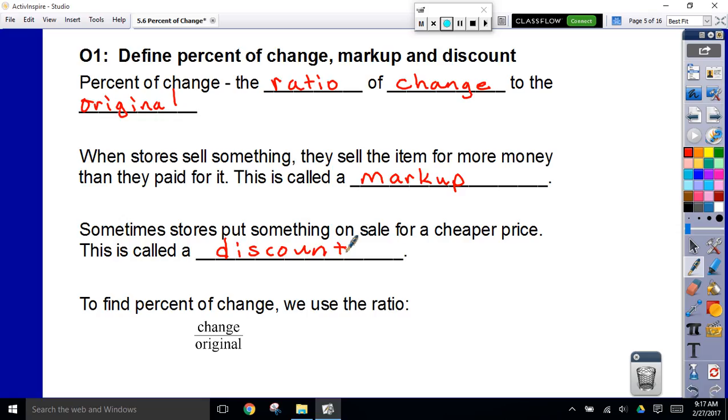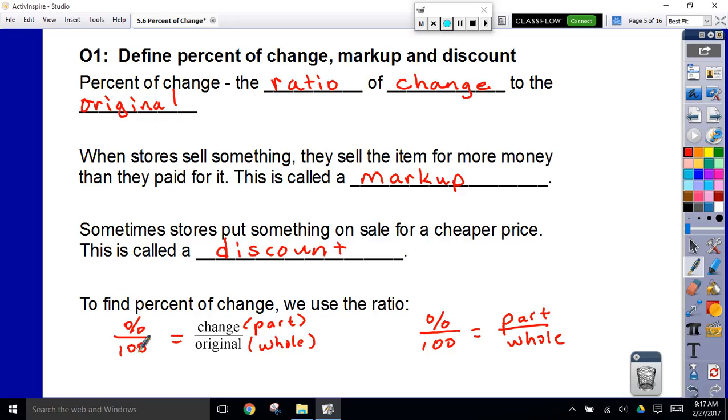Okay, this ratio is very important, this change over original. We're going to be using that a lot today. You can also think of this, if you wanted to write a proportion, remember when we had our percent over 100 equals part over whole. That's what this is. The change is like the part. The original is like the whole. And then we could put on this side percent over 100. So we can keep using that proportion that we've been using to find percent with our ratio for percent of change.